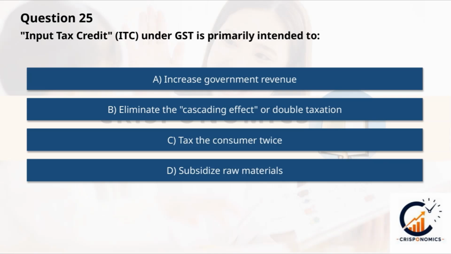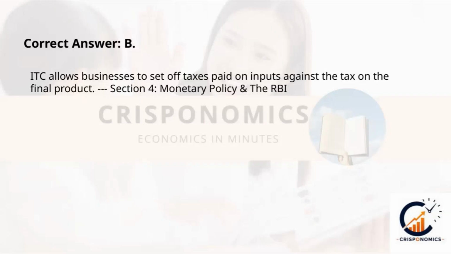unnecessarily. Let's talk about Input Tax Credit, or ITC. It's a way for businesses to reduce their tax burden by offsetting the taxes they've already paid on inputs against the tax due on the final product. This mechanism helps avoid double taxation and keeps the system fair. Understanding ITC is key when we explore how monetary policy interacts with taxation and business operations. Here, the correct answer highlights this important concept.